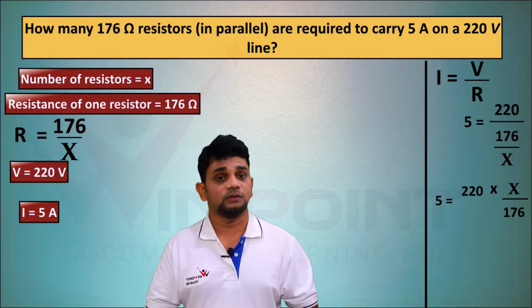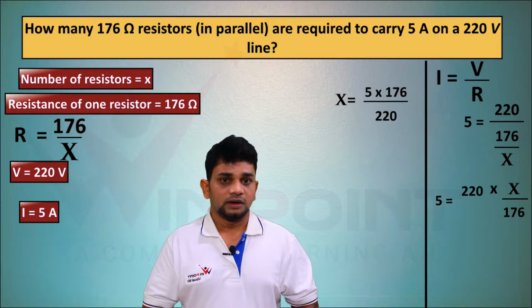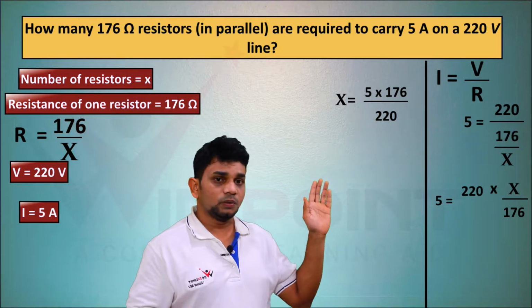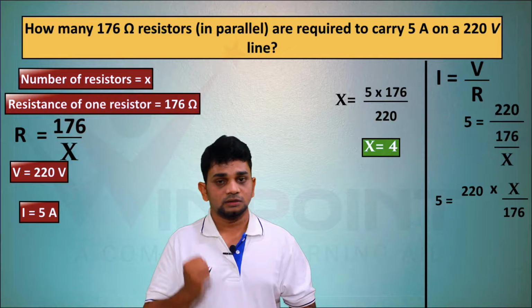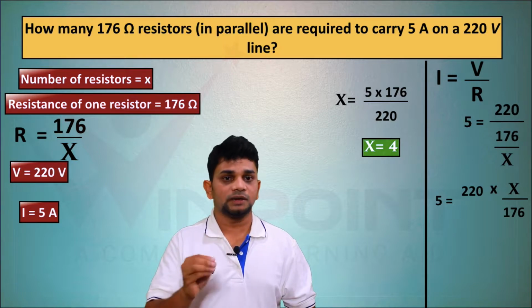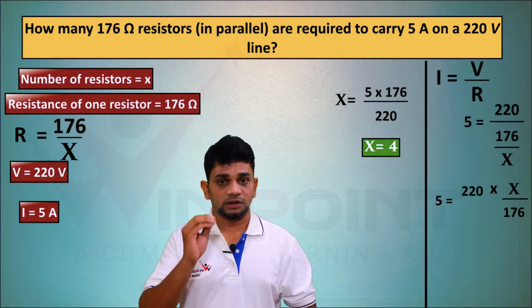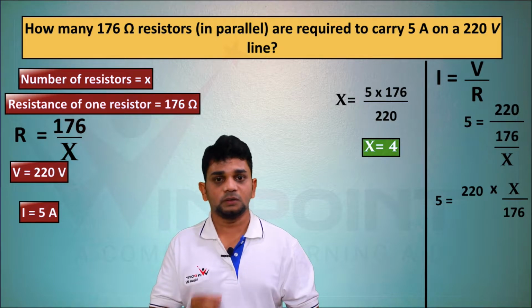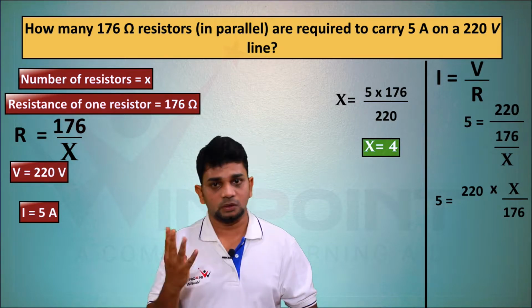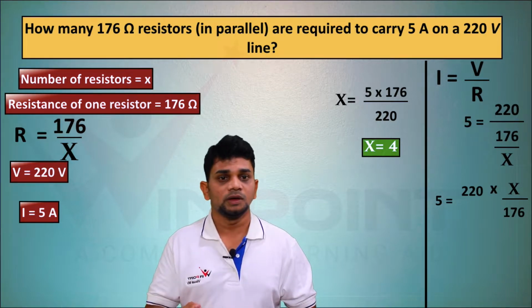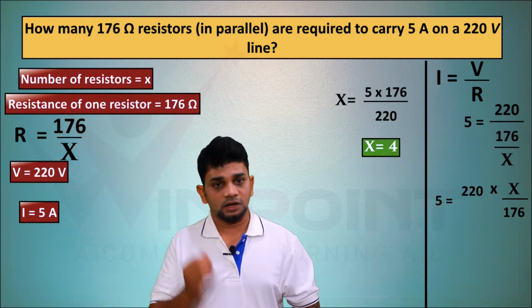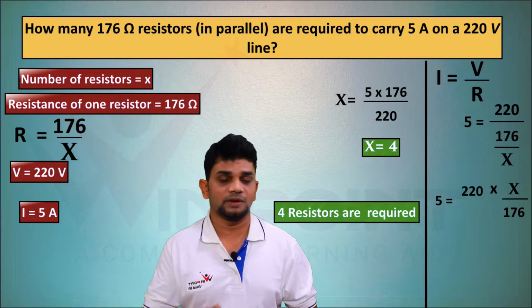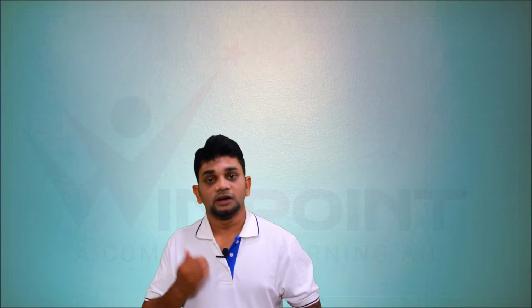Yes, we can find the value of x. X equal to 5 into 176 by 220, which is equal to 4. There are 4 resistors, then we will get 5 ampere of current. If we take 4 resistors of resistance 176 ohm and apply 220 volt of potential, then the current flowing through that circuit will be 5 ampere. 4 resistors are required. Next question.